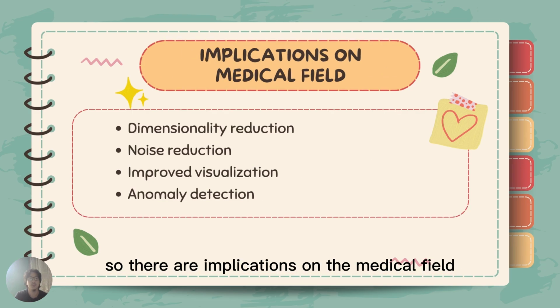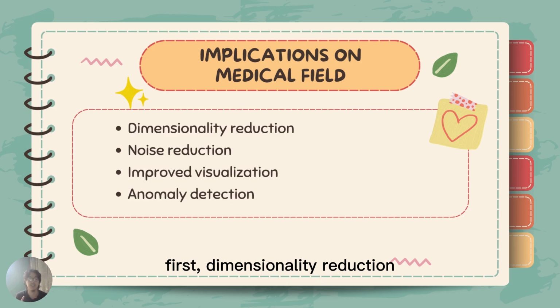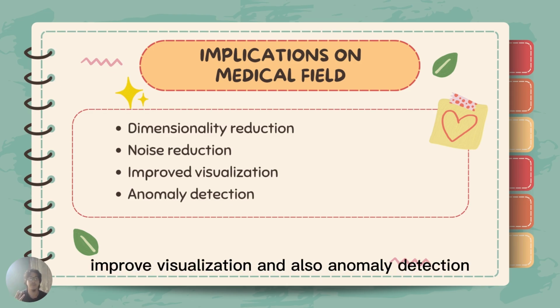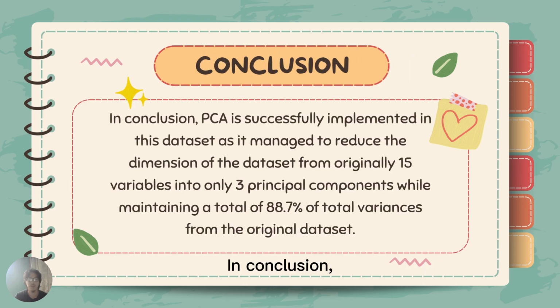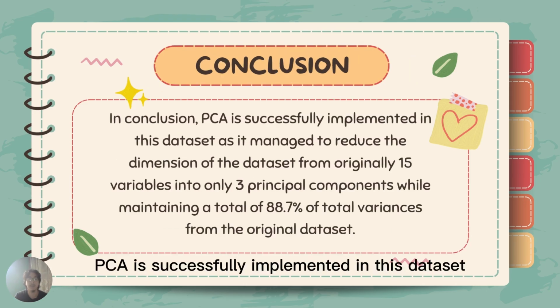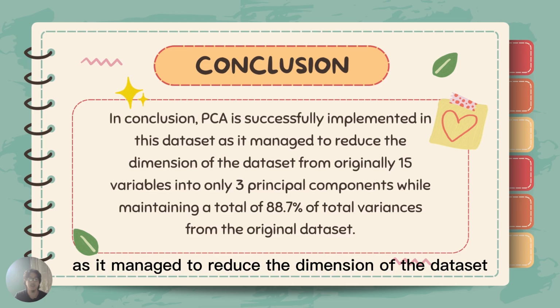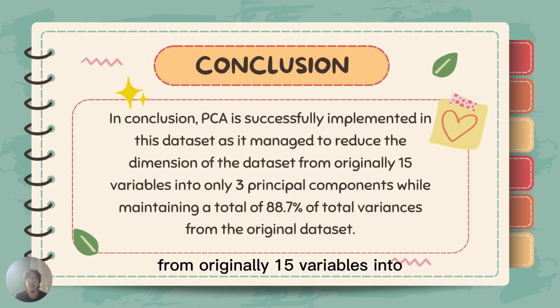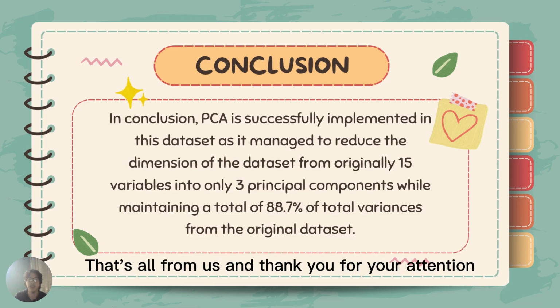So there are some implications on the medical field. First, dimensionality reduction, noise reduction, improved visualization, and also anomaly detection. In conclusion, PCA is successfully implemented in this dataset as it managed to reduce the dimension of the dataset from originally 15 variables into only 3 principal components while maintaining a total of 88.7% of total variances from the original dataset. That's all from us and thank you for your attention.